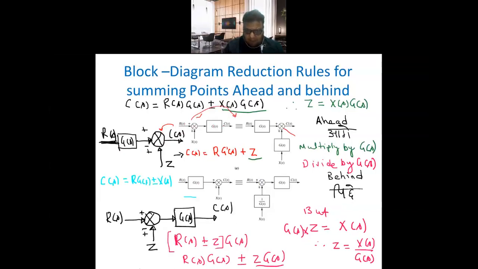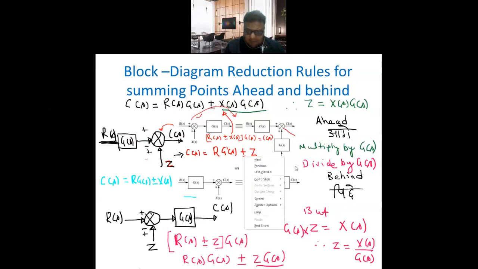But if you look at the valuation of this point, R of S is coming, R of S plus minus X of S. So here you will get R of S plus minus X of S into G of S. What is this? This is the value of C of S. If I elaborate it, it will come as R of S into G of S plus minus X of S into G of S. The problem is that the value of X of S remains the same when I take it here, and I write it as Z. So when I write it as Z, my new output is C of S equal to R of S into G of S plus minus Z.